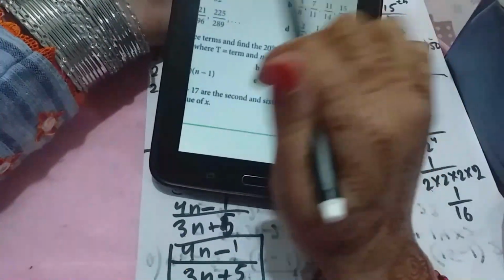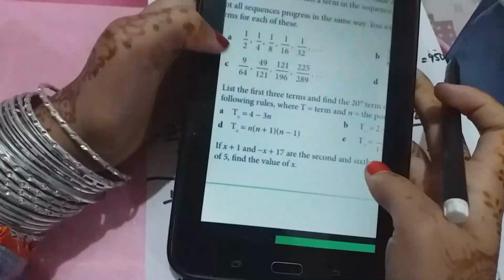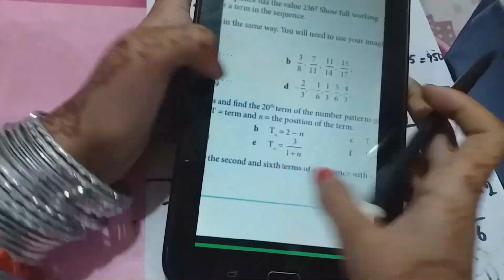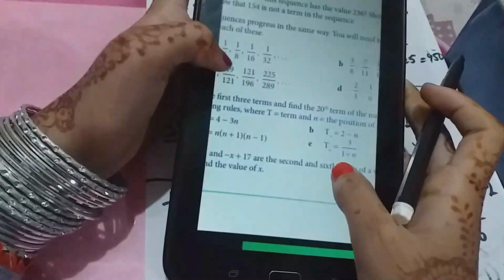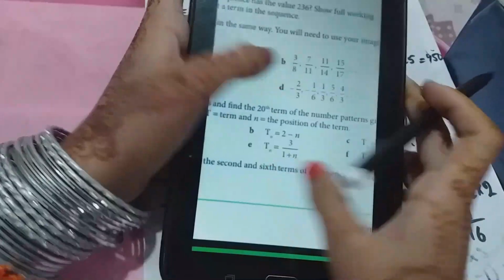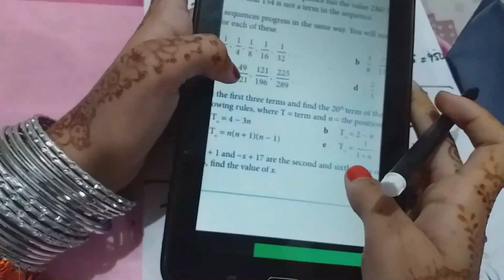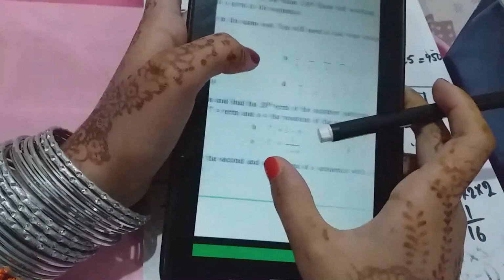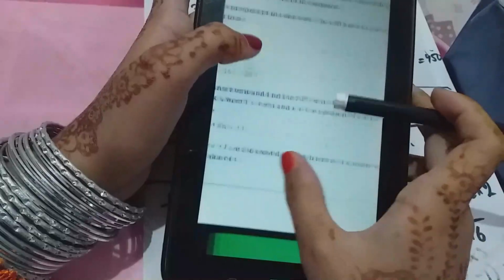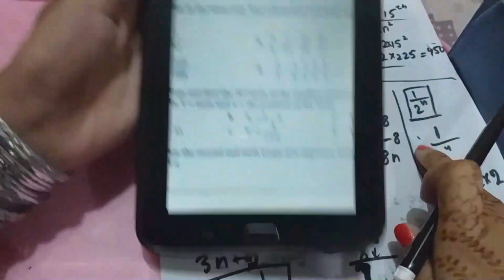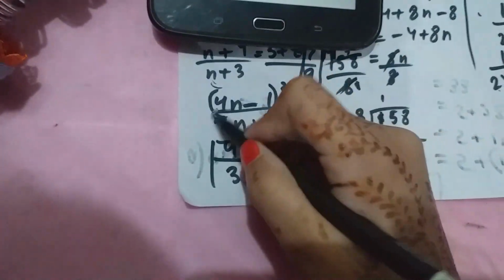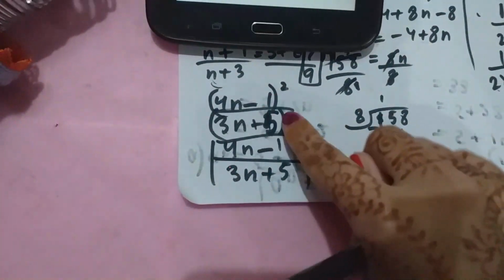Part C is 9 by 64. Wait, they both seem kind of relatable. Look, 9 by 64 and 3 by 8: 3 3s are 9, 8 8s are 64. 49 by 121: 7 7s are 49, 11 11s are 121. 121 by 196: 11 11s are 121, 14 14s are 196. Squaring the same numbers here. So what if we squared this formula? We squared this formula for both. So in this way, this will be our formula.